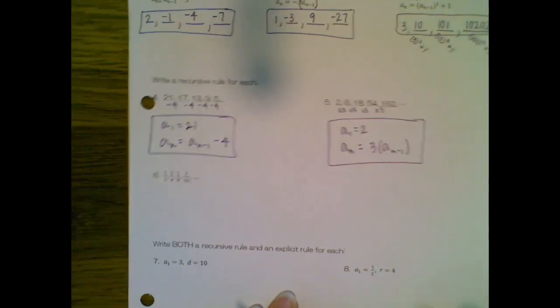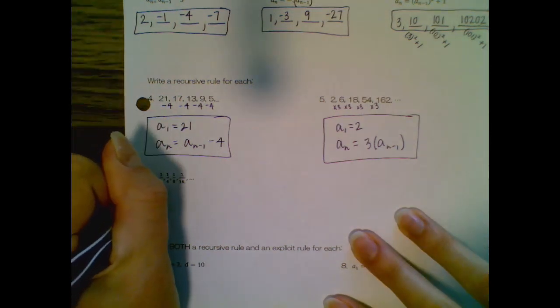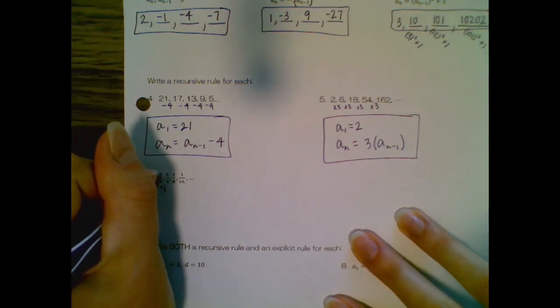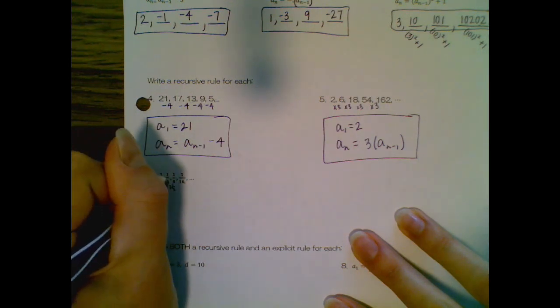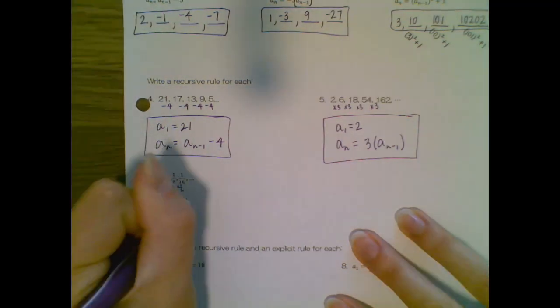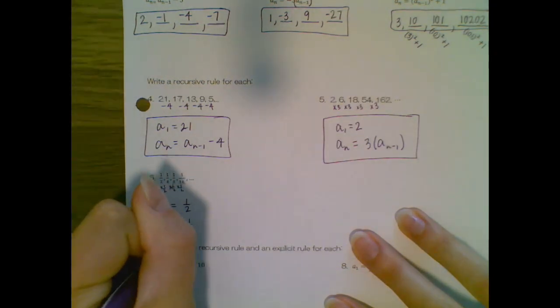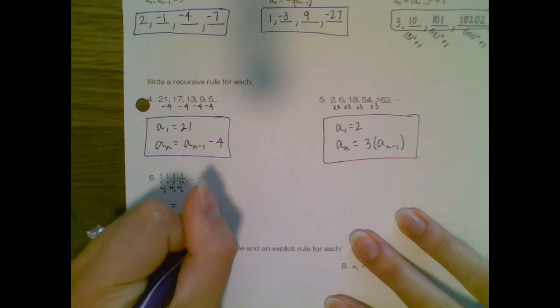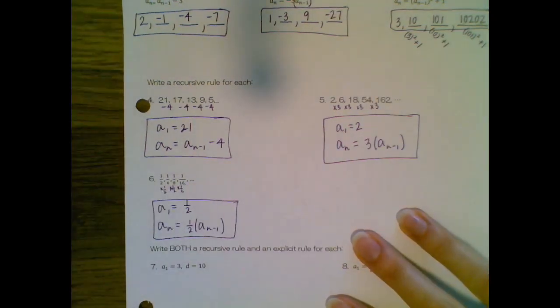All right, number 6. Let's see here. Looks like we're multiplying by 2. No, we're not multiplying, we're multiplying by half. Because 1 over 2 times 1 over 2 is 1/4. Yep. Times 1 over 2 is 1/8. Times 1 over 2 is 1/16. Yep. So my a sub 1 is a half here. And then my recursive rule is we are multiplying the previous term, so a sub n minus 1, by a half each time. So that's what we multiplied each of those by. Okay? That is how you do recursive rules.